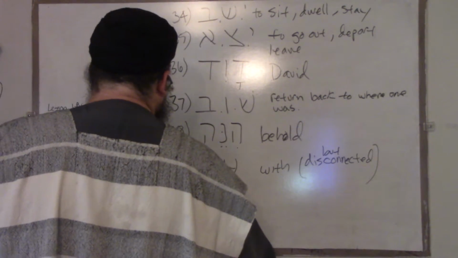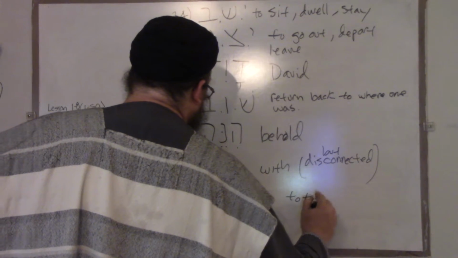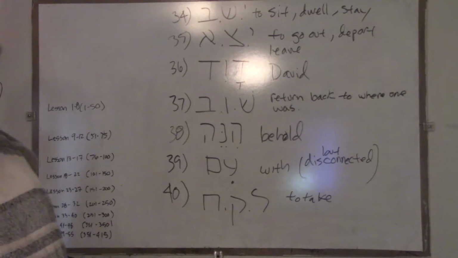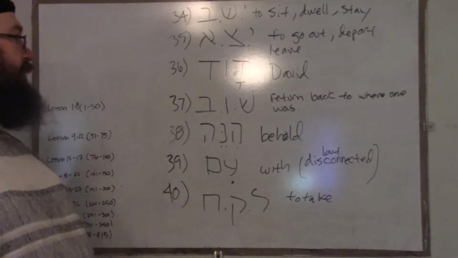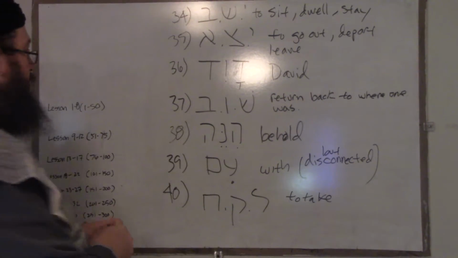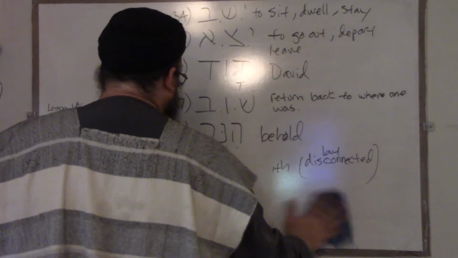Now we have the next one, which is the root lakach, which means to take. And lakach is just by itself, it just means to take. Alright? So here we have, this is our 40, and we got 10 more to get to. So we get to our 50 vocabulary words.